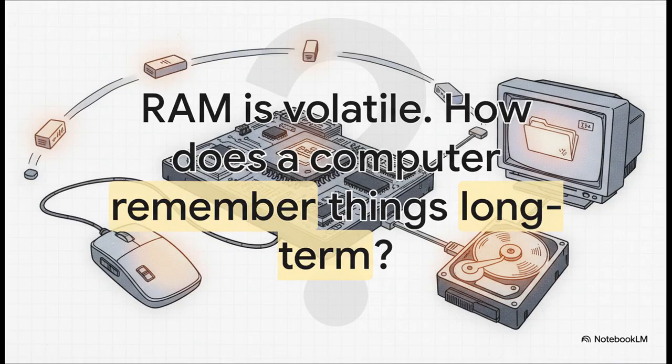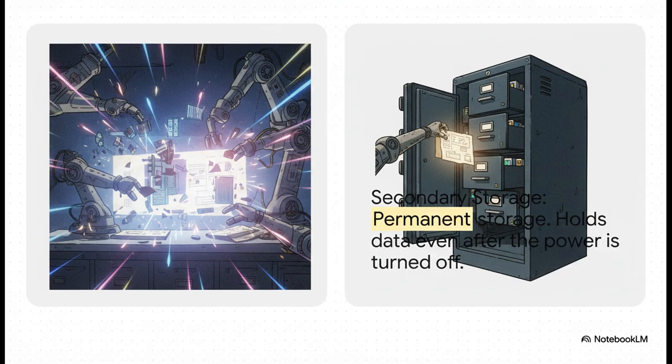Hey, remember how we said RAM has a terrible memory, that it's volatile and forgets everything the second the power goes out? Well, that's a pretty big problem if you've just spent all afternoon writing a paper or creating some art. So, how does a computer actually remember stuff for the long haul? The solution is a totally different kind of memory, secondary storage, like your hard drive. So if RAM is the messy, temporary workbench you're using for your active projects, the hard drive is the big, permanent filing cabinet where you store all your work when you're done.